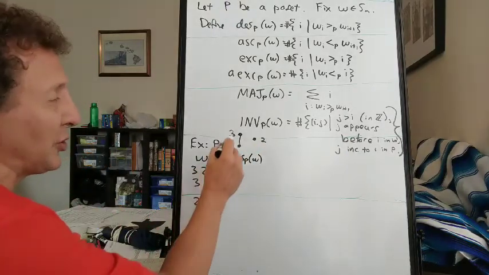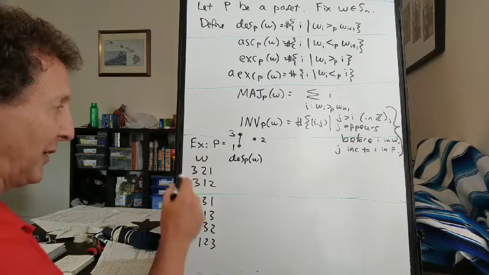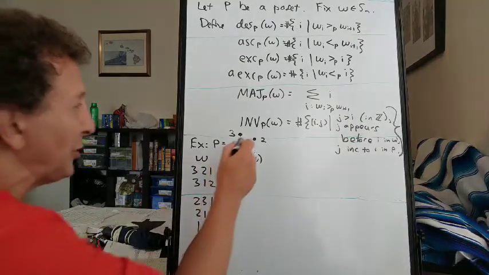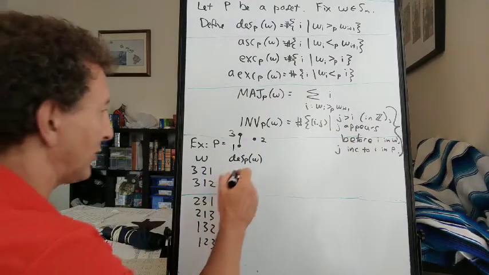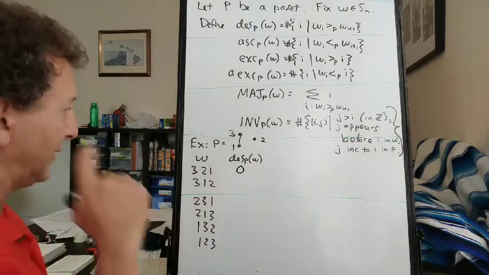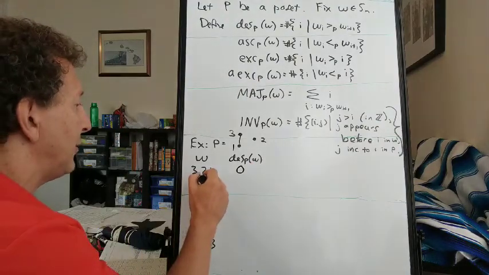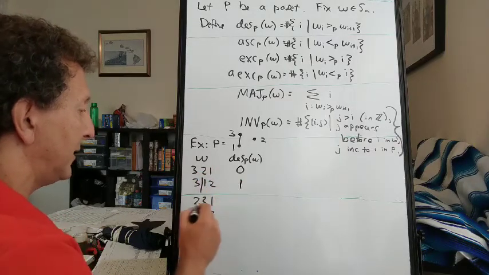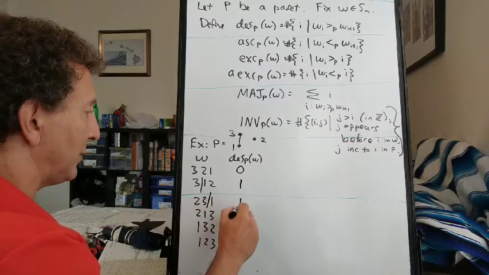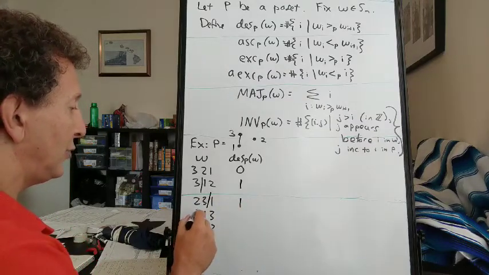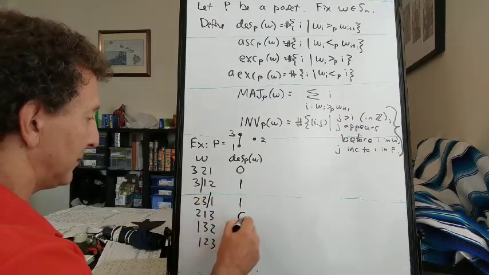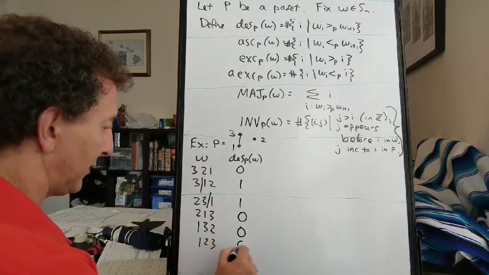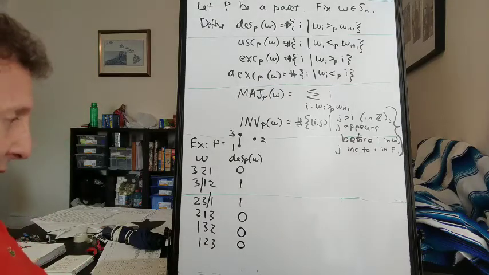3 is greater than 2 as integers, but 3 is not greater than 2 in this poset, so that doesn't count. 2 is greater than 1 as integers, but 2 is not greater than 1 in this poset, so that doesn't count. So we have 0 P descents here. Here 3 is greater than 1, so that's 1 P descent. 3 is greater than 1, so that's 1 P descent. 2 is not greater than 1 in the poset, 3 is not greater than 2 in the poset, and of course we have no descents there, even if we're thinking of integers.